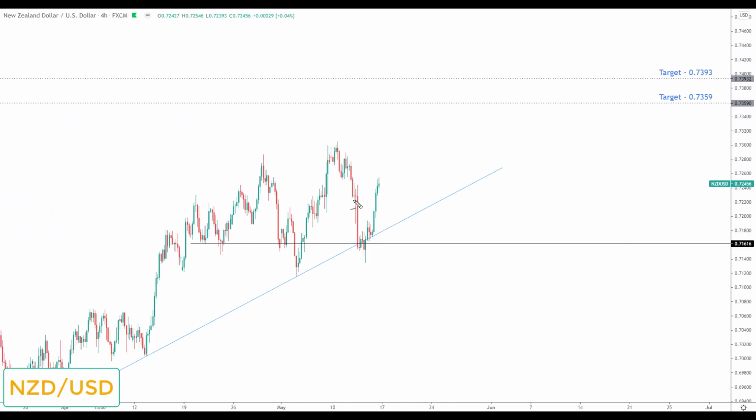New Zealand dollar. Now we had a decline in New Zealand dollar last week to the downside, tested the trend line as we had that correction in the DXY before the DXY started to roll over.